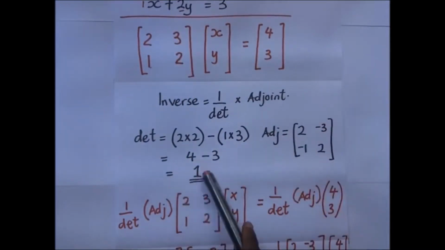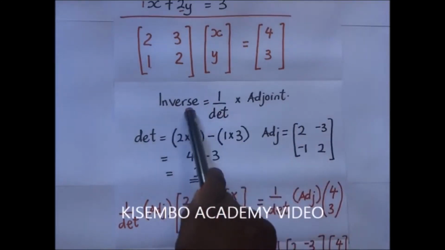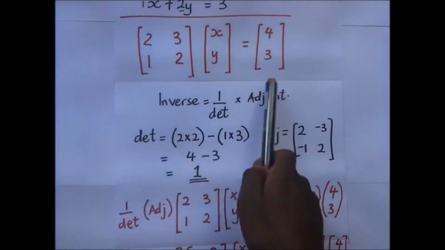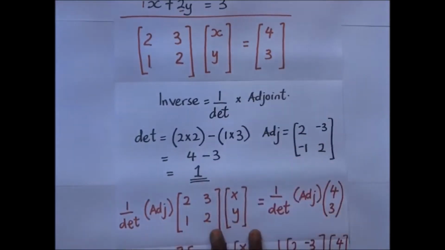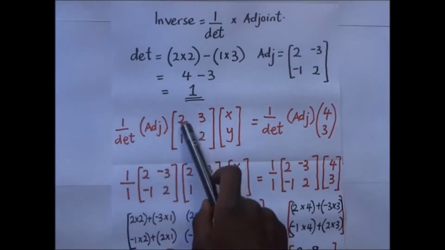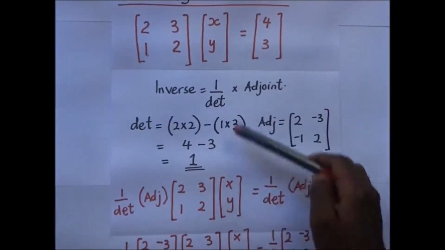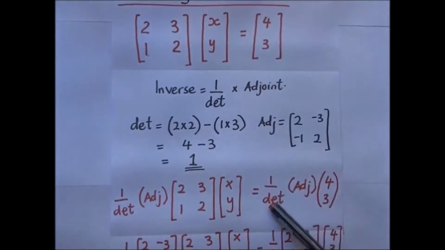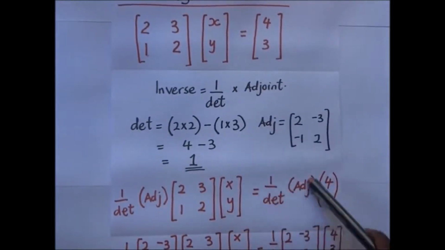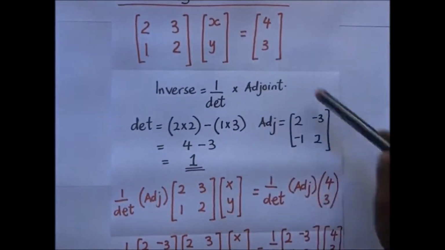So after getting the determinant of the matrix and the adjoint of the matrix, we can substitute them in here so that we are able to get the inverse of the matrix. And it is this inverse that we are going to multiply here on both sides. And this is what is happening in our next step. In our next step, we are going to multiply the inverse of the matrix, which is 1 over determinant times adjoint, times the original matrix, times x, y, is equal to the inverse of the matrix, which is 1 over determinant times adjoint, times 4, 3.